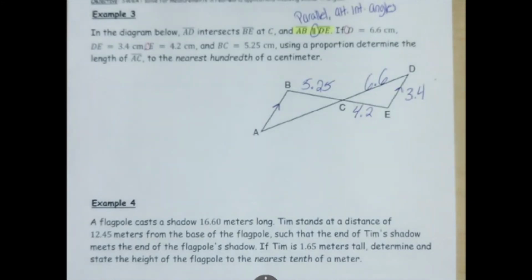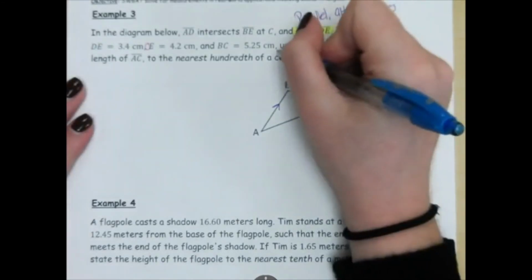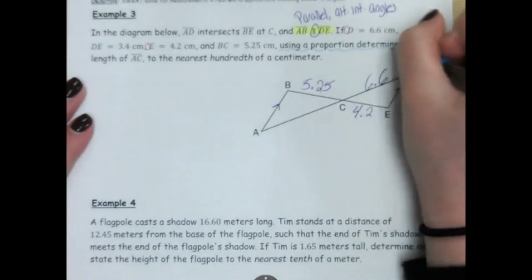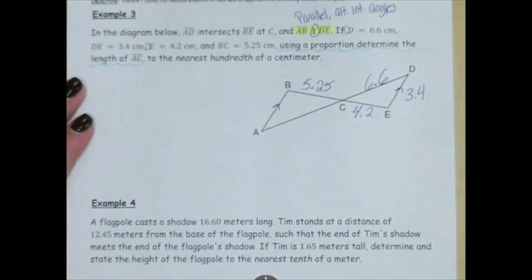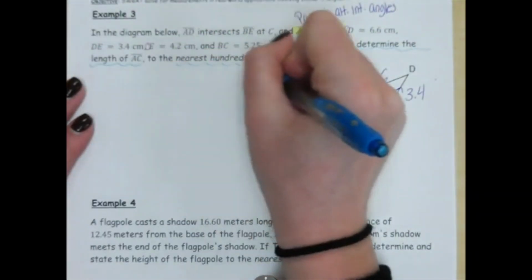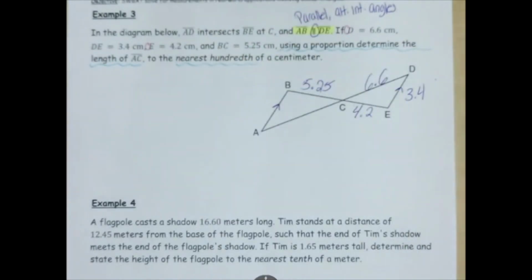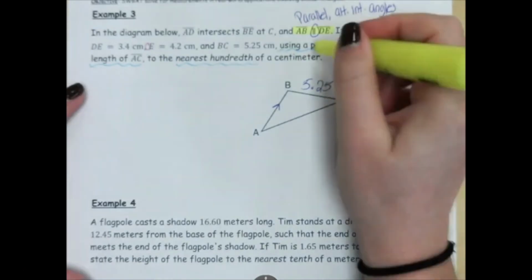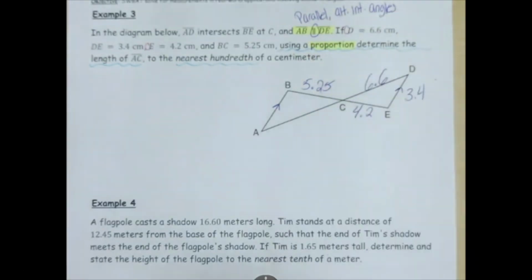So I'm going to go back, and I always want to underline my question. It says using a proportion, I have to determine the length of AC, and I'm going to do that by rounding to the nearest hundredth. Don't forget that. All right. Anytime I see the keyword proportion, I should be thinking similar triangles. I want to set up a fraction equaling another fraction.